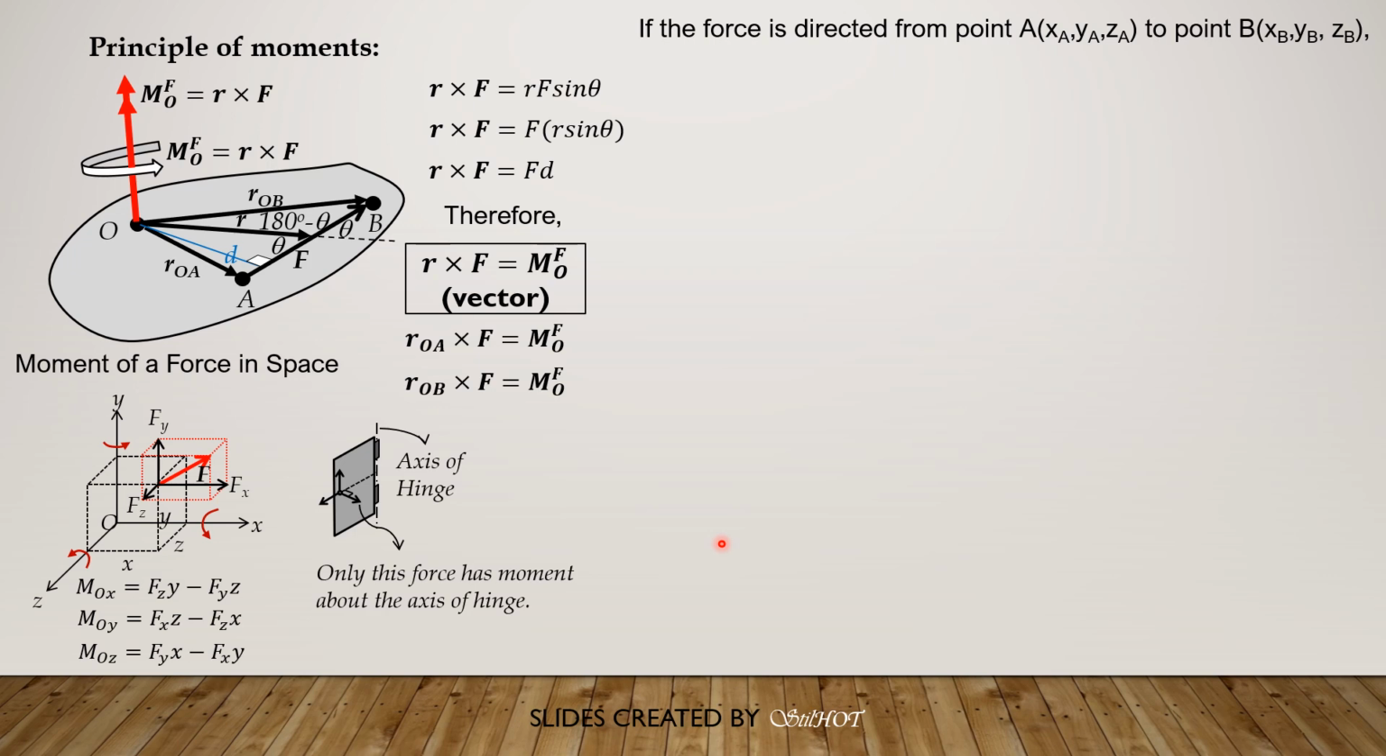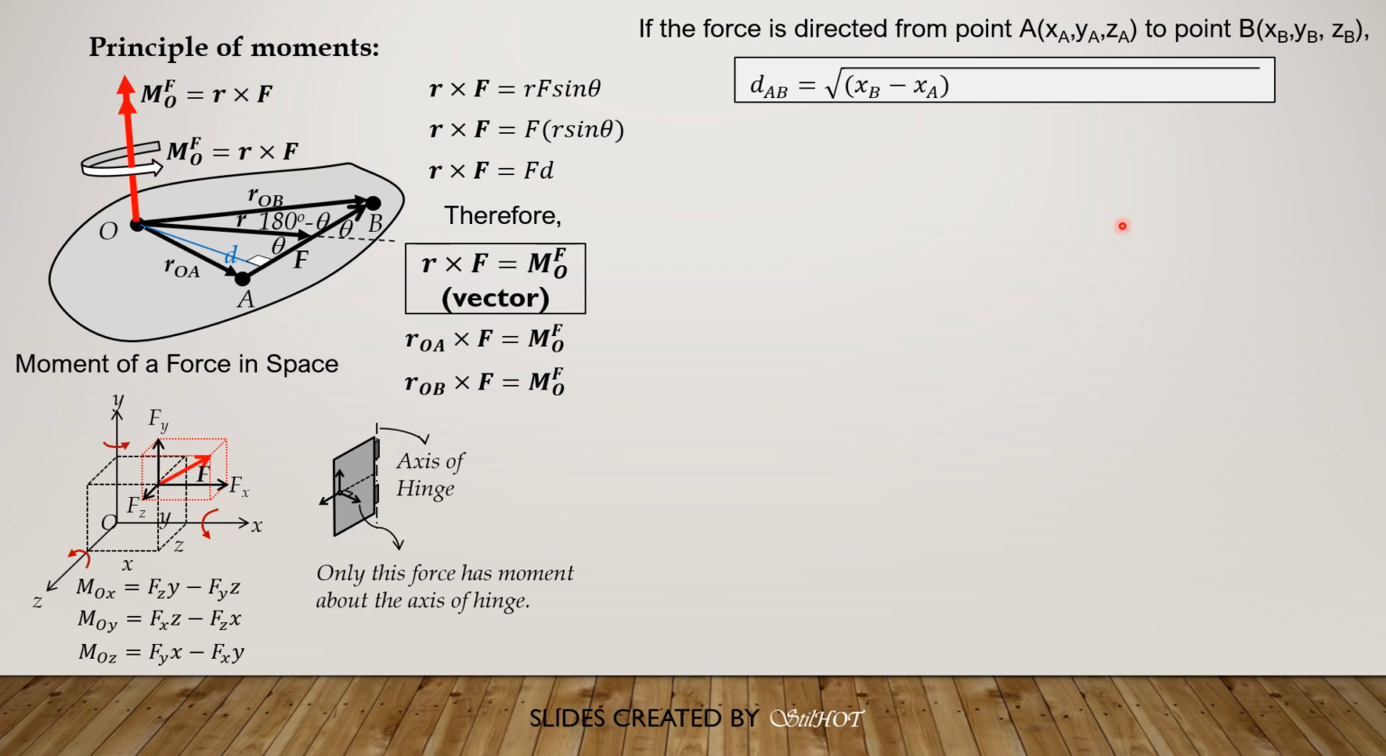Now, if the force is directed from point A to point B, wherein the terminal end is B, then delta x, delta y, delta z, or the dimensions of the box, would be xb minus xa, yb minus ya, and zb minus za respectively. So the distance AB therefore equals the square root of (xb minus xa) quantity squared plus (yb minus ya) quantity squared plus (zb minus za) quantity squared.